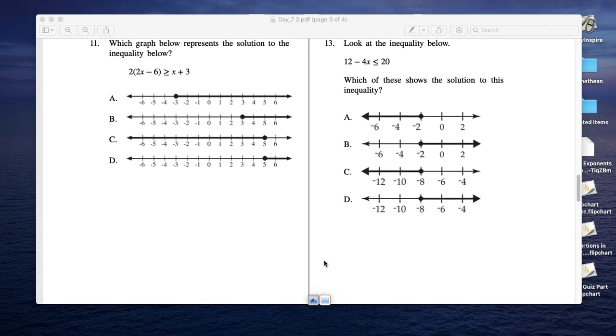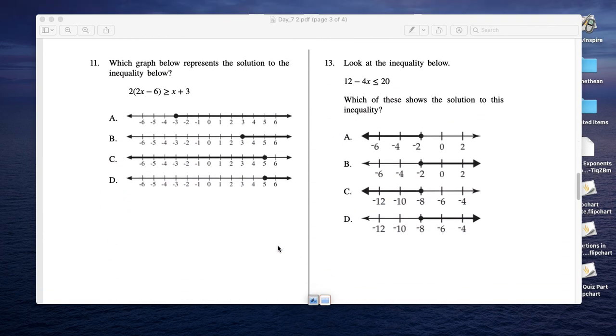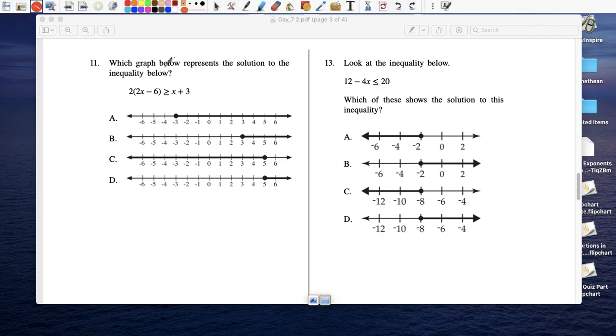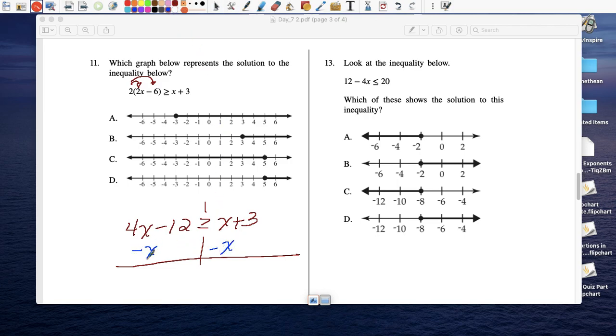11. Which graph below shows the solution to the inequality? Well, let's solve it. Distributive property, right? Here, distributive property. 2 times 2x is 4x. 2 times negative 6 is negative 12. Greater or equal to x plus 3. The variables are on both sides, so let's get rid of the one with the smaller coefficient. You can get rid of whichever one, that's just a suggestion. So I'm going to do minus x here and minus x here. X and x goes away. 4x minus x is 3x. Minus 12. And then bring the 3 down.